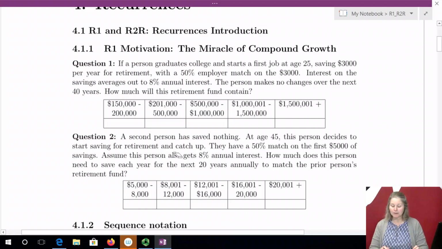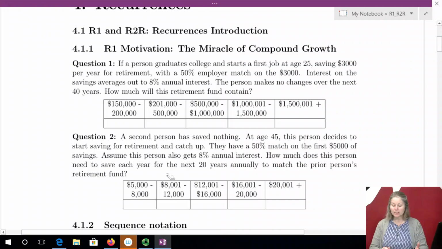Now we have a second person and they have saved nothing. When they turn 45, the second person is going to decide to start saving for retirement, and they would like to catch up to where the first person is going to be. Now they also have a 50% match on their money, and their employer will match the first $5,000 of their savings. Assuming that this person also gets 8% annual interest. So remember, 8% of their money gets added to their money every year. 8% of whatever they've got, they get in addition every year.